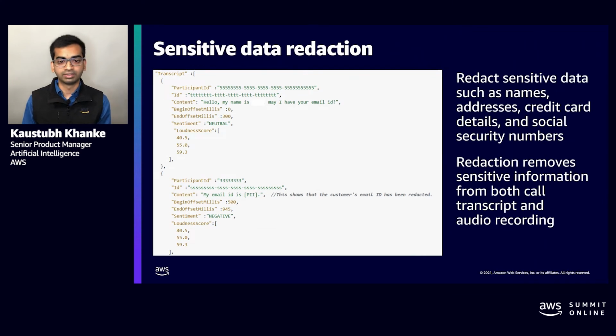With Contact Lens, you can also redact sensitive information such as names, addresses, credit card details, and social security numbers. Like I mentioned, redaction removes sensitive information from both call transcripts as well as audio recordings. Based on your need, you can decide who is granted permission to access the redacted information and the unredacted information.